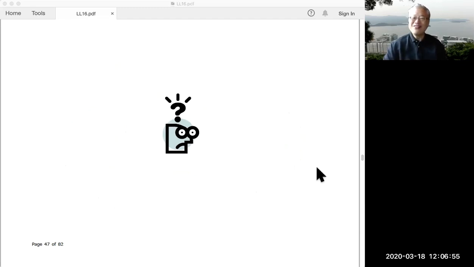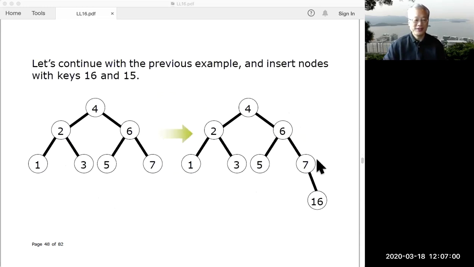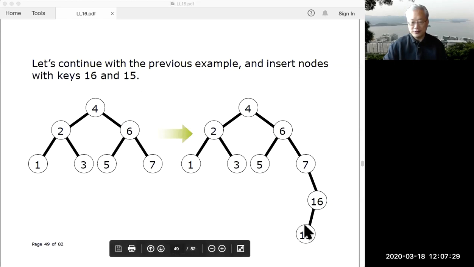Now let's look at one concrete example and see what the specific problem is. For example, we consider this tree. This is okay. And then we insert 16 and then 15. After 16 is inserted, we put it here, to the right, to the right, to the right. And then we put 15. Now 15 is here, correct? 15 goes to the right, to the right, to the right, and then left. So you see, this is 15.